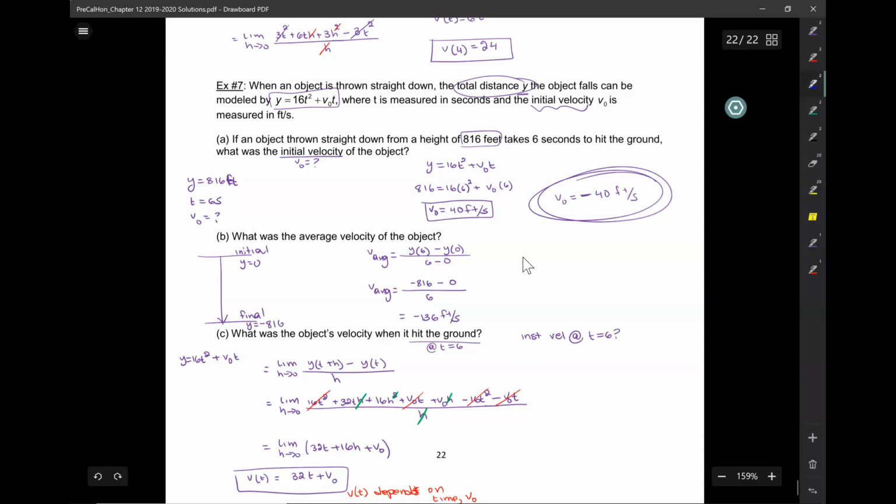Extra information here. What we want now is the instantaneous velocity at t equals 6. So v of 6 is equal to 32 times 6 plus 40, and that is equal to 232 feet per second. But in what direction was this going? In the downward direction. So it's actually negative 232 feet per second.